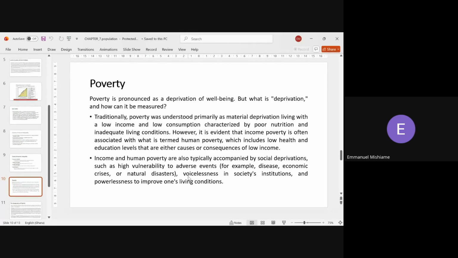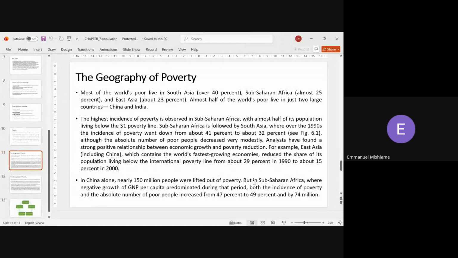Now, voicelessness in society's institutions. That is also an aspect of what? Social deprivation. Like in terms of what? Women. So women, in terms of politics, are poor, or they are deprived in that capacity. Is that okay? All right. And then powerlessness to improve one's living conditions. That is also an aspect of what? Social deprivation. Now, let's go on to the geography of poverty.